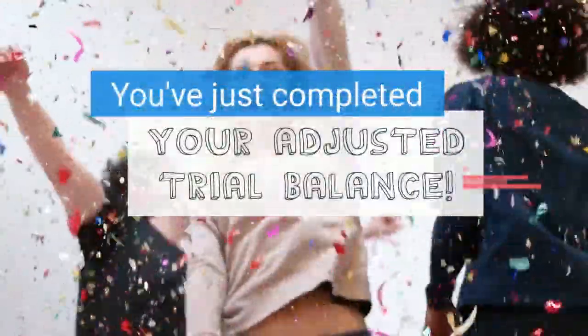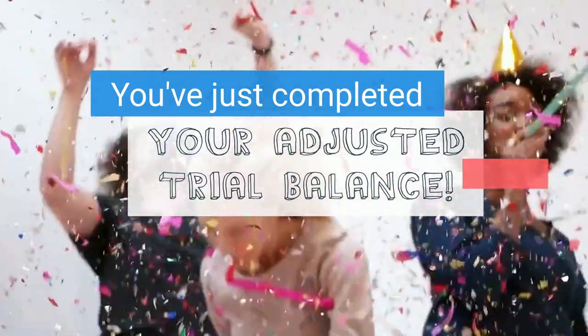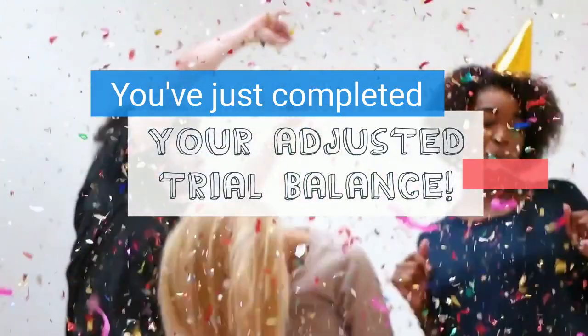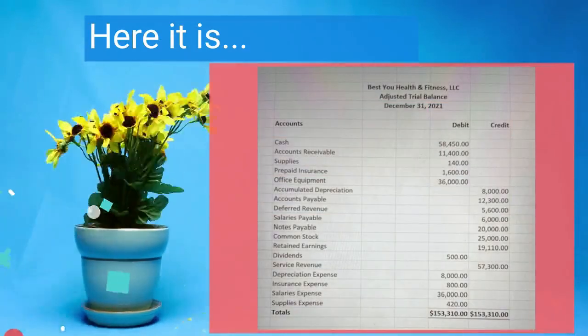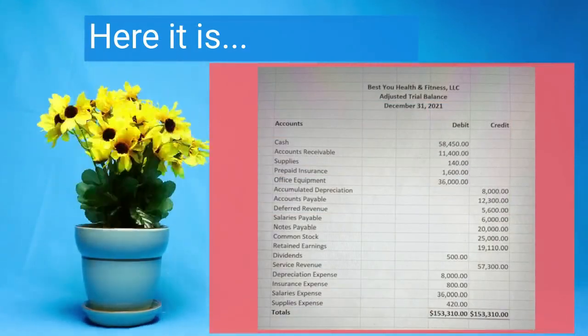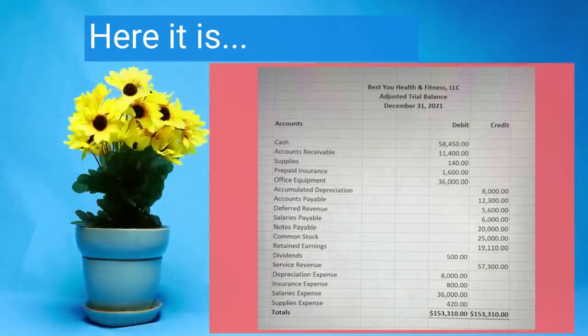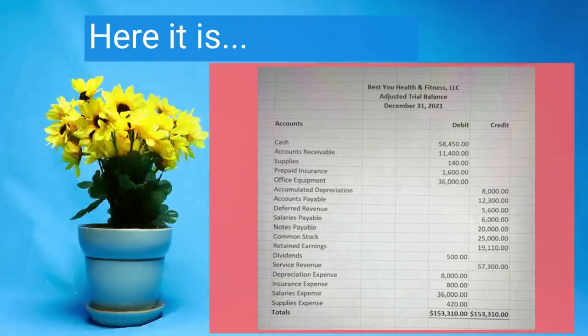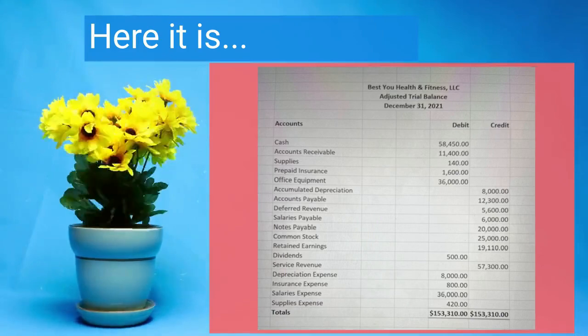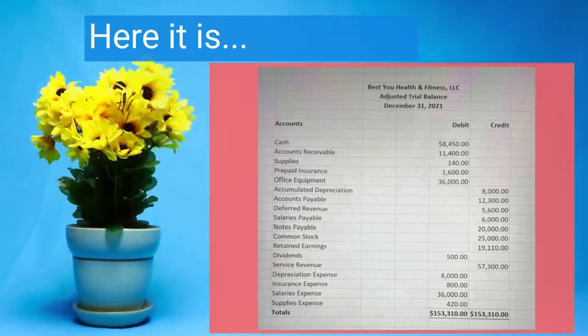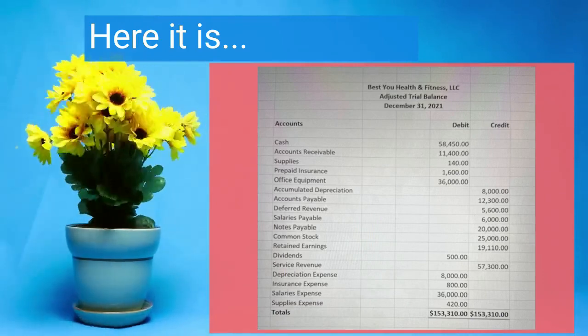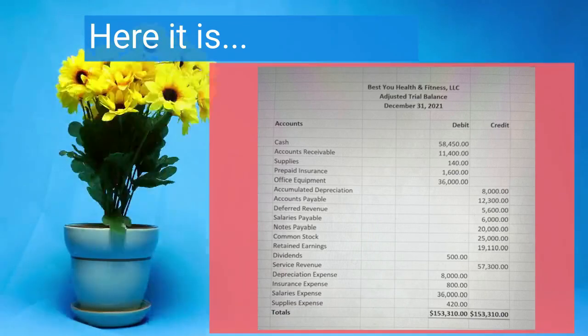Let's go back to the accounting cycle. You've just completed your adjusted trial balance. Let's take a closer look. Remember, the adjusted trial balance was created by calculating the adjustments for the accounts that needed to be brought up to date, such as supplies, prepaid insurance, depreciation, and salaries. These are the figures we will use to make our financial statements.